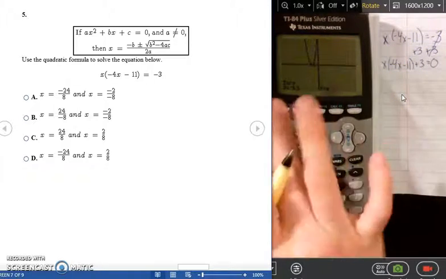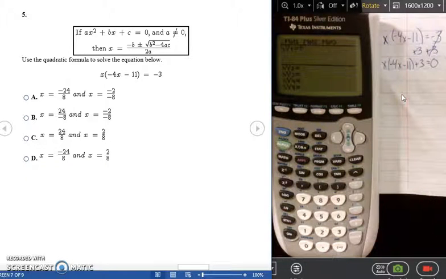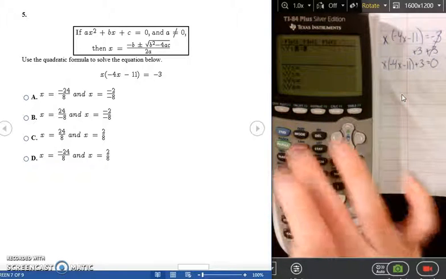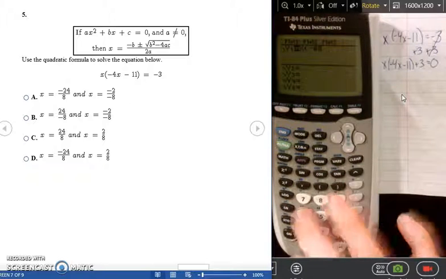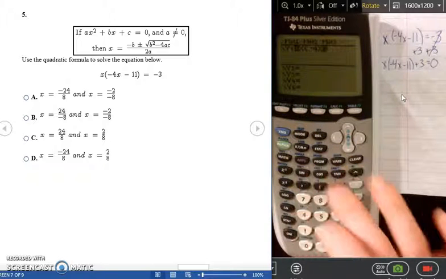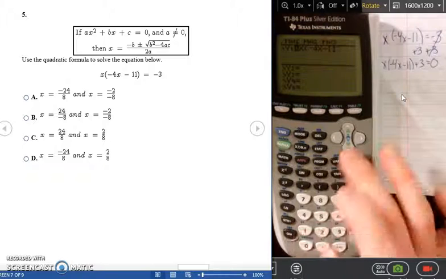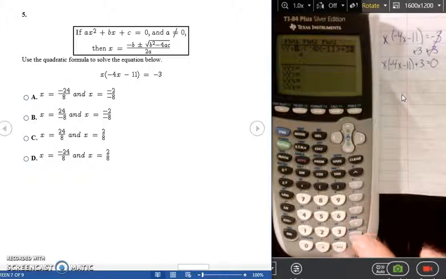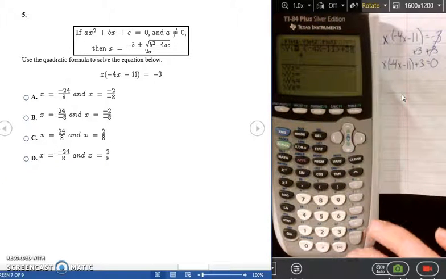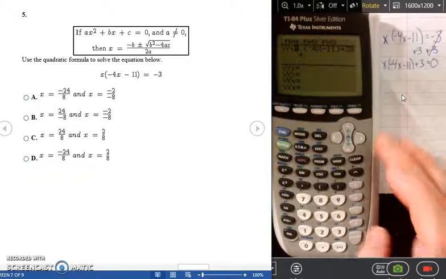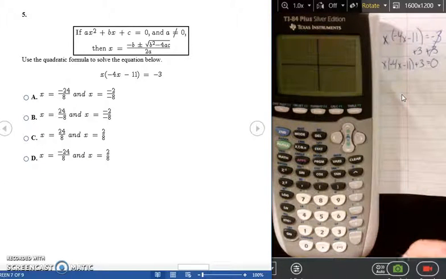So I'm going to go into my y equals and clear out my old equation and type in this new one. X parenthesis -4x minus 11 close parenthesis plus 3. And then I'm going to go ahead and graph that. And I see my parabola. And so I can see that it looks like it's crossing at a positive number and a negative number, although that one's kind of close, it's hard to see for sure.